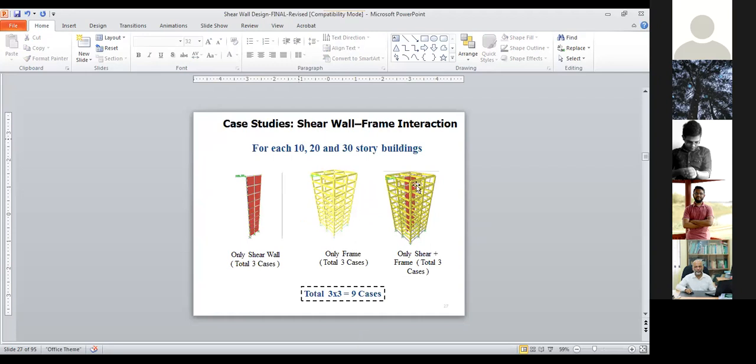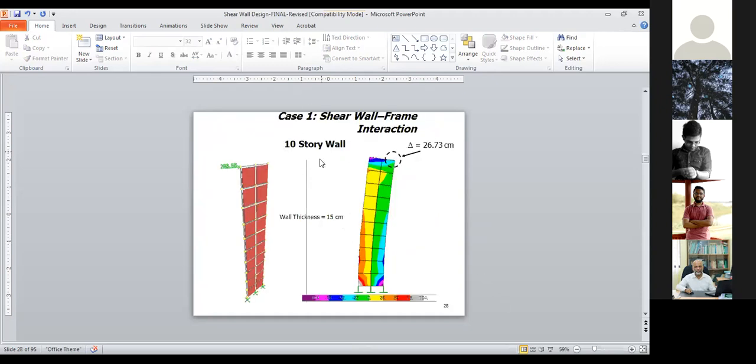If we see some cases of investigation, say we consider 10, 20, and 30-story buildings with and without shear wall, then we will try to show you how the deformation of the structure changes. For example, this is a 10-story wall without any frame. Wall thickness is 15 centimeters. I just copied from the slides, which I acknowledge from their resources.